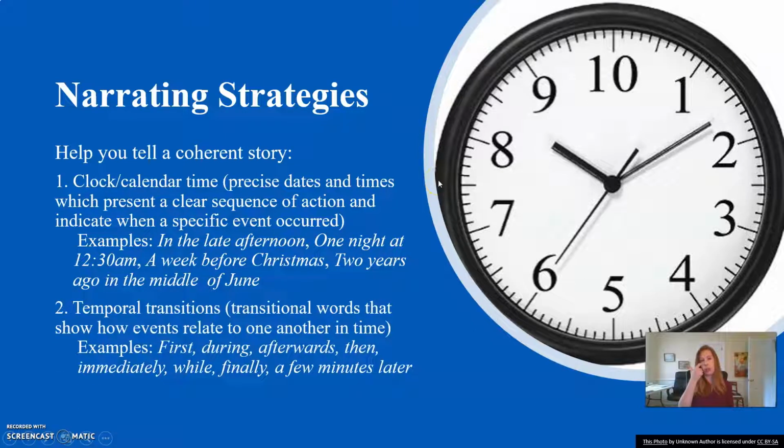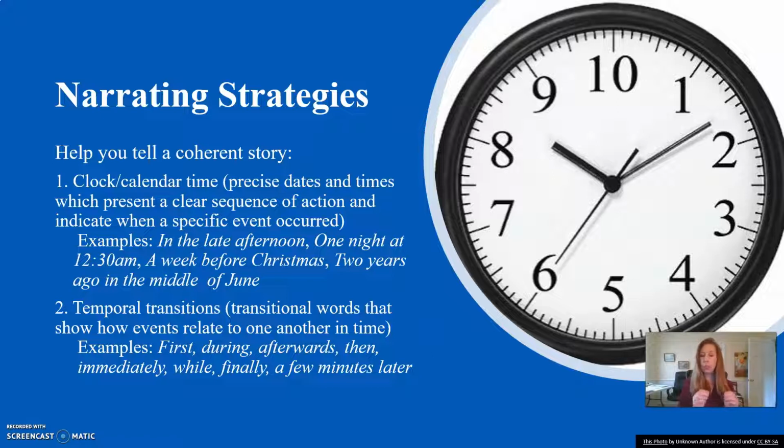Number 2, narrating strategies. Number 2 is temporal transitions. So temporal means relating to time. A transition shows how things relate to each other. So temporal transitions are transitional words that show how events relate to one another in time. They're just simple words like first, during, afterwards, then, immediately, while, finally, a few minutes later. So you get the idea.